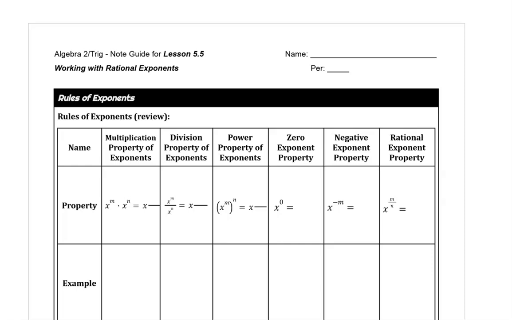As you guys know, we finished skills 2 through 4 on Tuesday, and now we are going to move forward to skill 5. Skill 5 is working with what we call rational exponents.